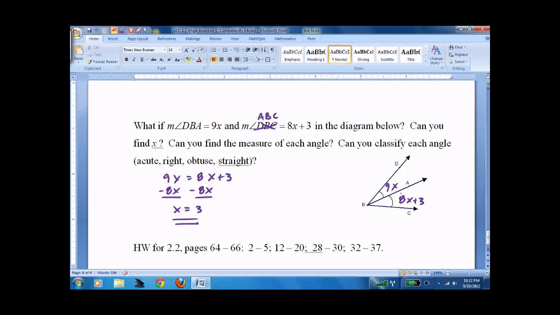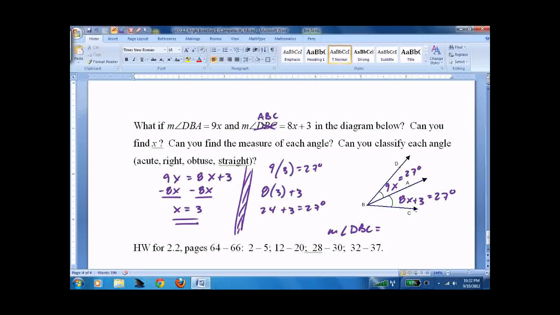Can we find the measure of each angle? Well, we got to put it back in. So 9 times 3 equals 27. So this angle is 27 degrees. We don't have to put it in for the other, we know it's the same. But let's just check. 8 times 3 plus 3 equals 24 plus 3 equals 27 degrees. And together that would mean that measure of angle DBC equals, add them together, 27 plus 27 is 54 degrees.